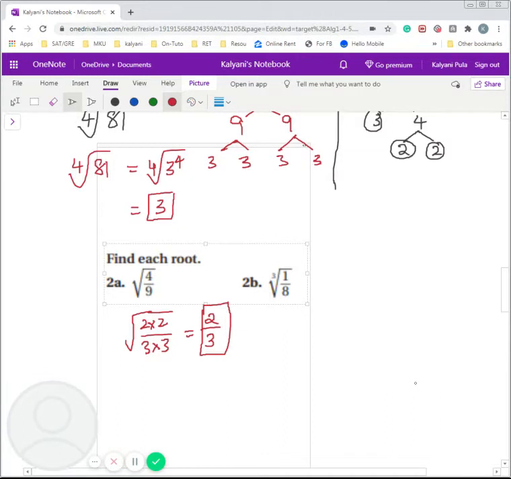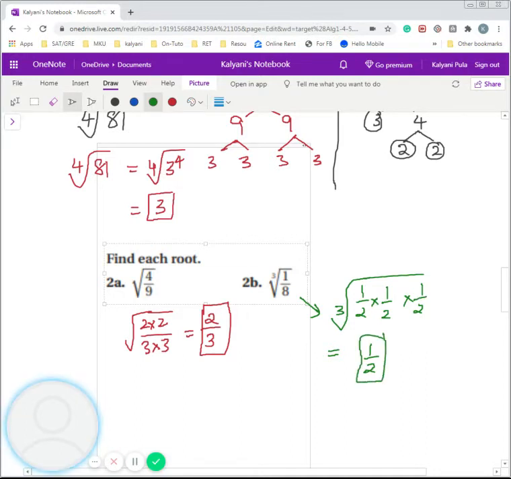Okay, all right. What do you got for 2B? A half. That's right. So since the cube root of 1/8, 1/8 I can write it 1/2 times 1/2 times 1/2 because 2 times 2 times 2 is 8. So its cube root is 1/2. Does that make sense? Good. All right.